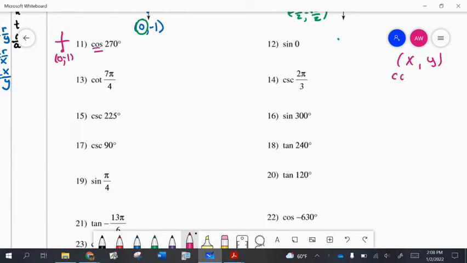I know x is my cosine value when I'm on the unit circle with a radius of 1, and y is my sine value. So I'm thinking cosine theta, sine theta. So they want the cosine. That's just my x coordinate. That's 0. So the cosine of 270 is 0.